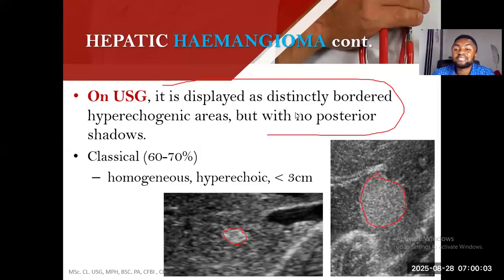It is displayed as a distinctly bordered hyperechogenic mass, but with no posterior acoustic shadowing. It's a homogeneous lesion. It is hyperechoic and it's mostly less than 3 centimeters. That is hemangioma. Mostly less than 3 centimeters. Almost always less than 3 centimeters. That doesn't mean that you cannot get some that can go beyond 3. That's what we call atypical hemangioma.